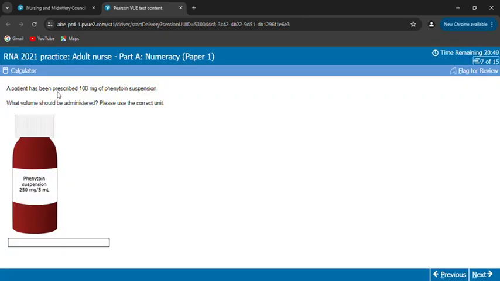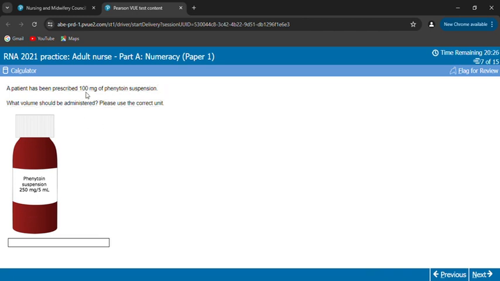A patient has been prescribed 100 mg of phenytoin in suspension. What volume should be administered? Please use the correct unit. One thing that I want to mention again, please don't read the question short. Make sure that before solving, you read the whole question. Some students don't read the full question, so please don't do that.